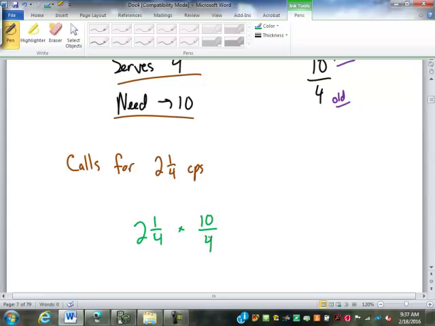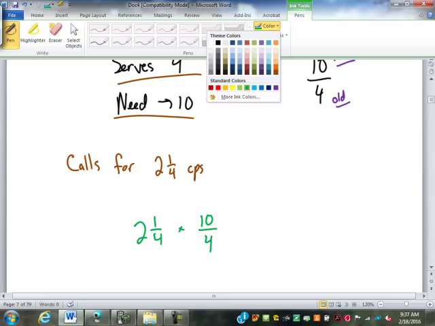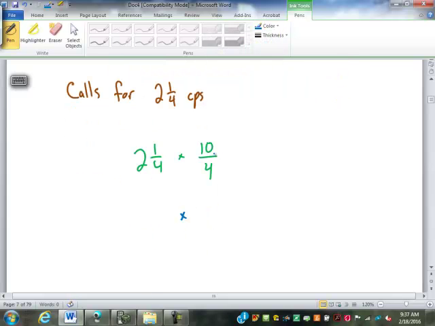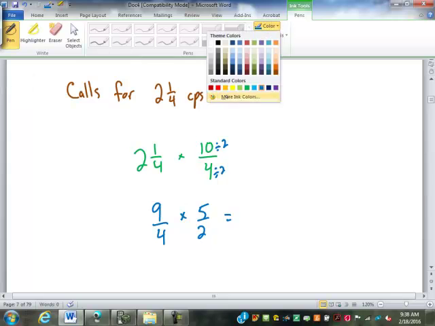Now you'll note 10 over 4 can be reduced. Well, you can take it down to 2.5, but we're going to put it as an improper fraction anyway to multiply. So we would just reduce by dividing by 2. So we get 5 over 2. Now the 2 1/4 is going to become 9 over 4.